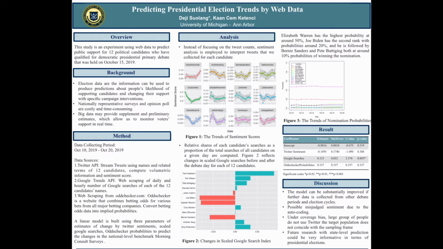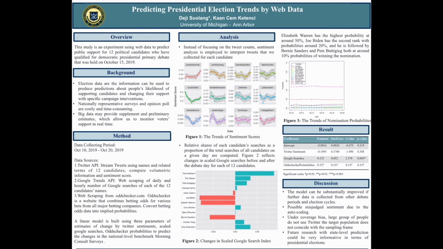Then we move to the Google searches for each candidate. Simply checking the pure differences in count may be misleading, as it will be disproportionate between candidates who are already very popular and those who are only gaining popularity after the debates. To overcome this issue, we compute the relative share of each candidate's searches as a portion of total searches of all candidates on a given day. In Figure 2, the bar plot shows these scaled differences in Google searches for each candidate. A green bar indicates a relative increase, whereas a red bar indicates a relative decrease. We observed that the relative share of Google searches for the top three candidates, Joe Biden, Elizabeth Warren, and Bernie Sanders, have all dropped, and the relative shares for Tulsi Gabbard, Tom Steyer, Amy Klobuchar, and Pete Buttigieg have increased after the debates.